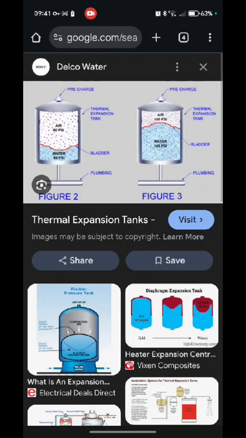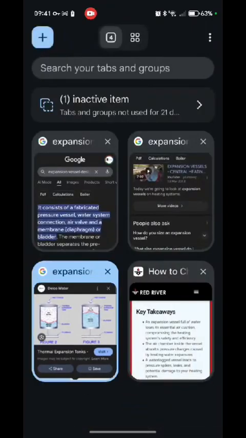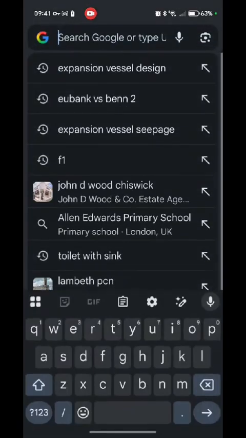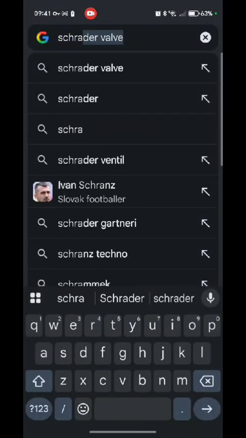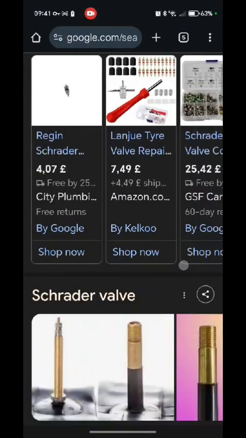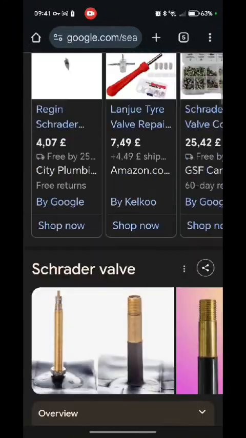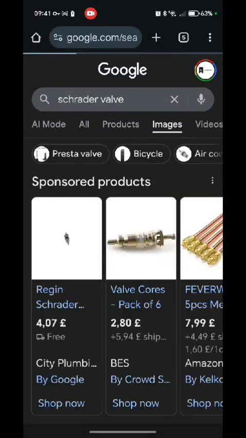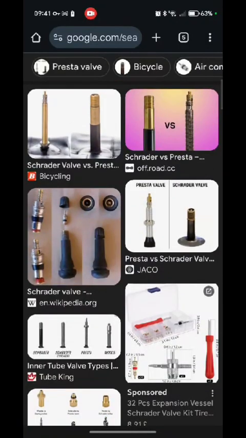Here's another example. You see the bladder. So we think we're charging it with air, but we're not. I'll type it in here: Schrader valve. And if I go to images, you see there's lots of different types.